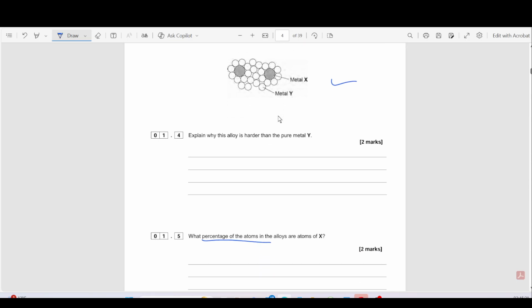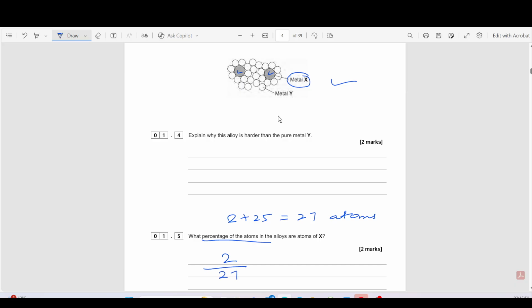Okay, so we need to figure out, this is metal X, right? You can see there are two metal X. And if you count all of them, there are a total of 25. So 2 plus 25, there are a total of 27 atoms of metal X and metal Y. And to find the percentage of X, metal X is 2 out of 27.